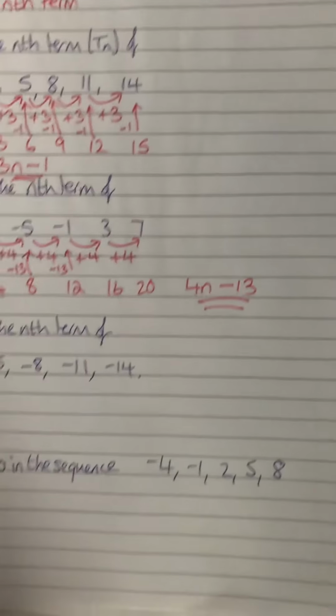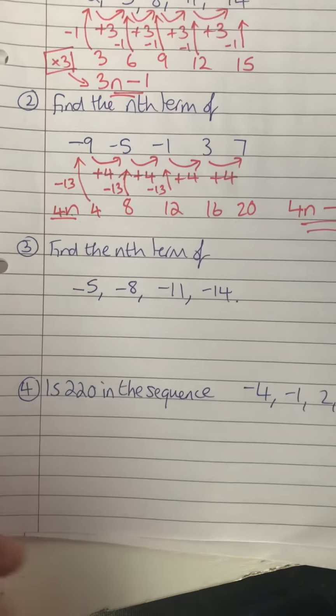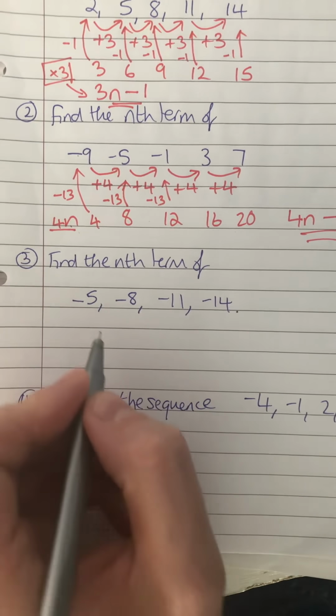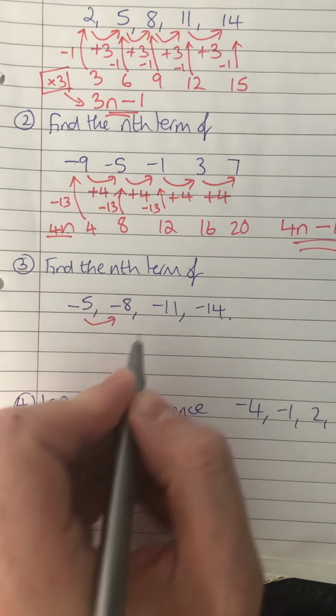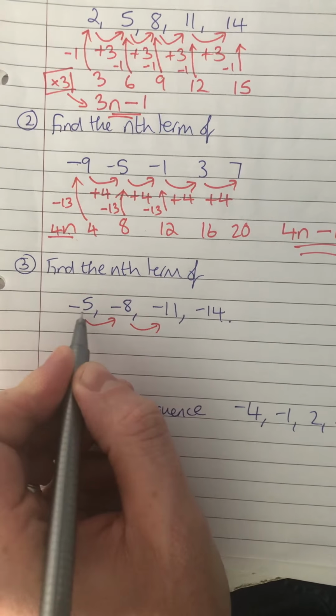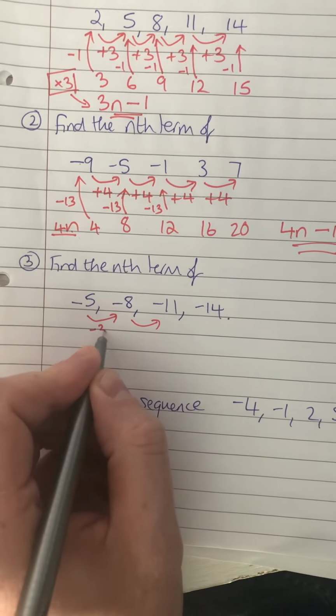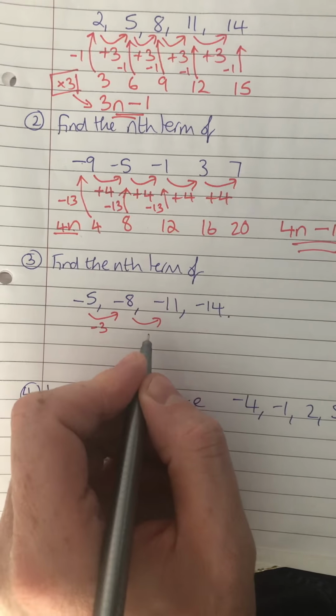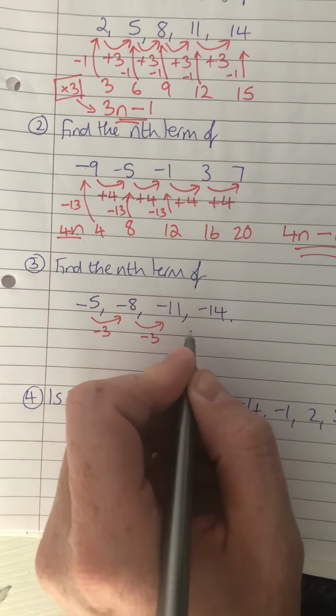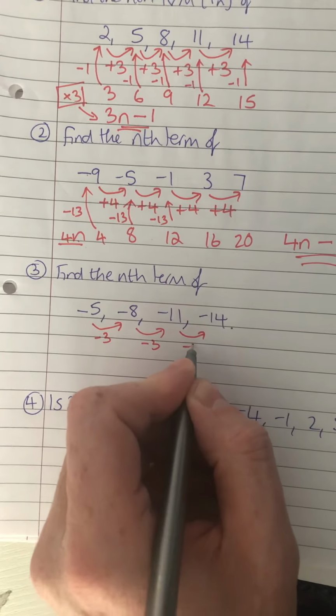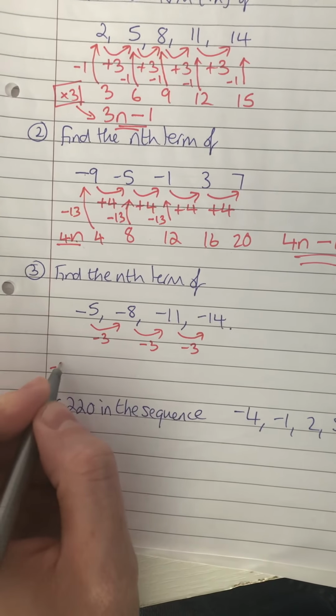So that's question 2. Question 3. So this one's quite tricky because it's negative. So check the difference between. So how do you get from minus 5 to minus 8? You take away 3. How do you get from minus 8 to minus 11? Take away 3. How do you get from minus 11 to minus 14? Take away 3. That means it's minus 3n.